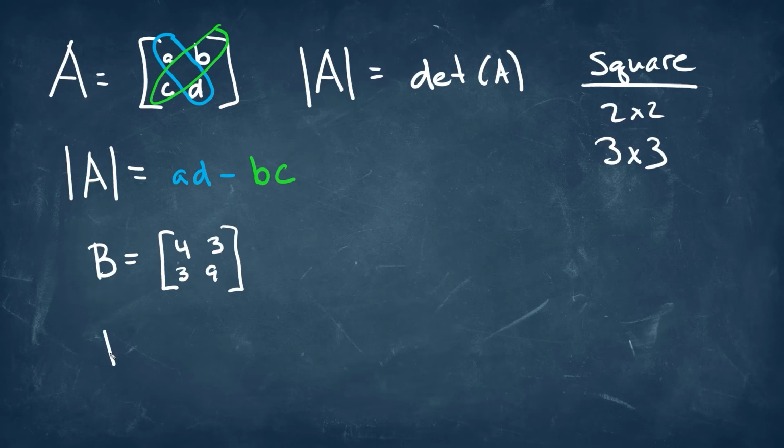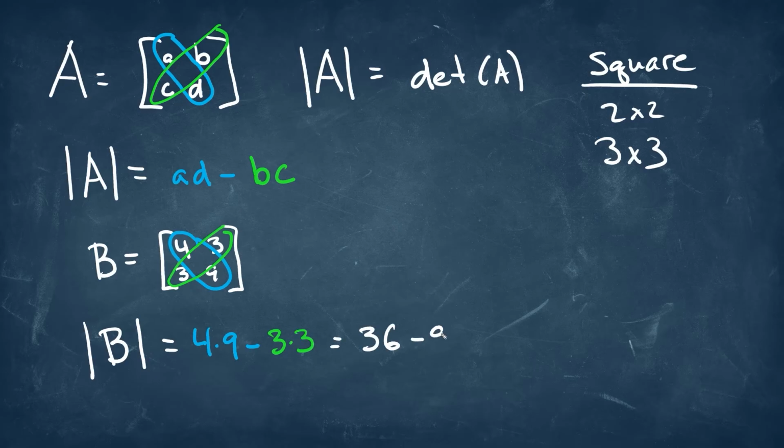To figure out the determinant of this, we're going to put brackets on the side, and for this determinant, we're going to take 4 times 9 minus 3 times 3. This would be equal to 36 minus 9, which is going to give us a final answer of 27.